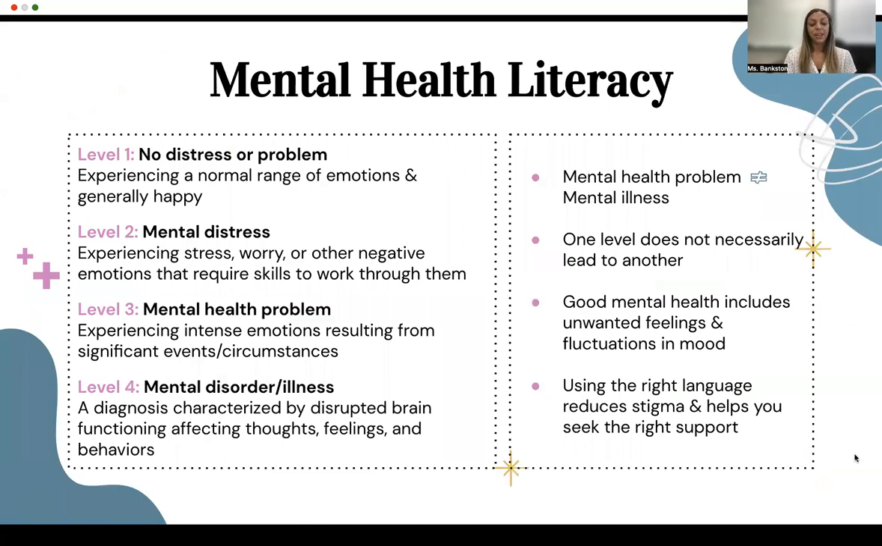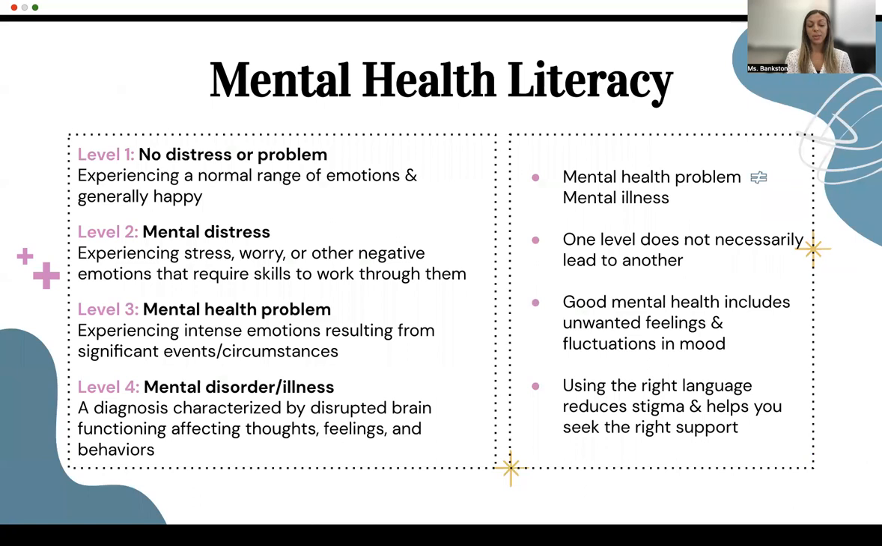Okay, so the video discussed 4 different levels of mental health. Level 1 is no distress or problem, so we are experiencing a normal range of emotions, are generally happy, and don't really have anything that's a cause for concern. Level 2 is mental distress. You're experiencing some upsetting emotions as a result of certain events that require the use of effective strategies and skills to be able to work through them.